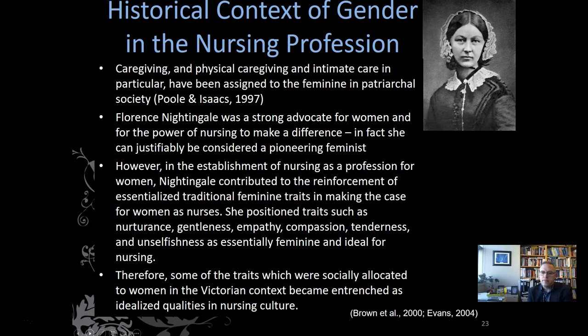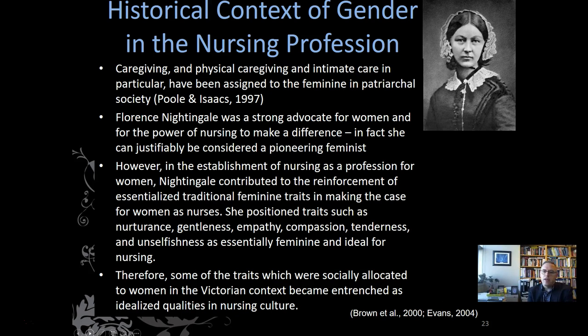Now, this meant that some of the traits which were socially allocated to women in the Victorian context became entrenched as idealized qualities in nursing culture. Now, this created a lot of problems for men in nursing, I can tell you, and certainly if you're interested in learning about that, you can go to my website, gapsinhealth.com, G-A-P-S-I-N health.com, no spaces, and then look under men in nursing research, and I have a video there about that.